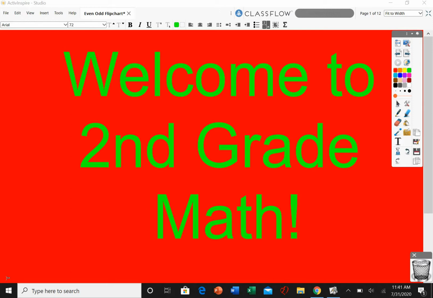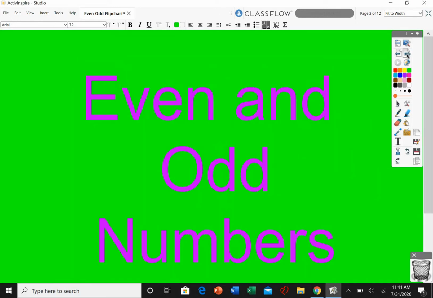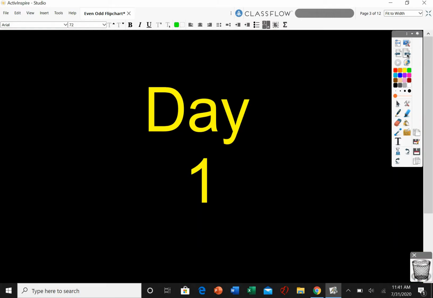Our first lesson is about even and odd numbers. And you might know a little bit about even and odd numbers from last year, but just in case you don't, we're going to go back over them and make sure that you understand completely what makes a number even and what makes a number odd. So let's get into even and odd numbers.